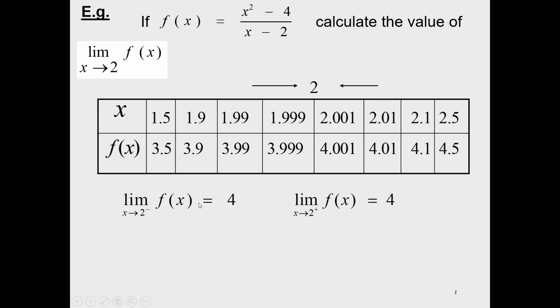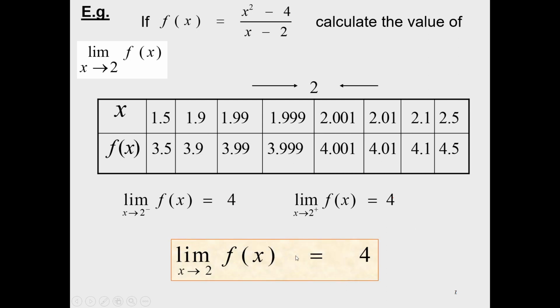So left hand side limit is equal to right hand side limit, and that is why we say x approaches 2. Now you can see there is no sign here. This means that this is a two-sided limit, right? That means both sides are equal.